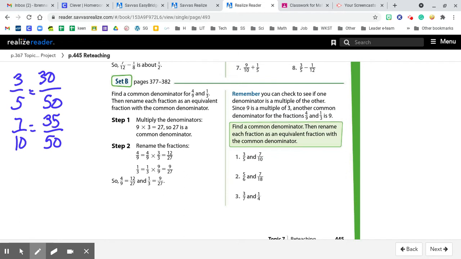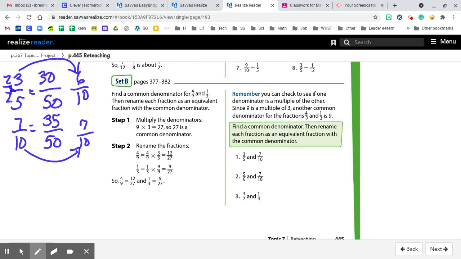You can also say 3/5 and 7/10 can be renamed as 6/10 and 7/10. I left that one alone because I know I can rename by multiplying 3/5 by 2 over 2, I will get tenths. So my common denominator could be a 10 on that one too.